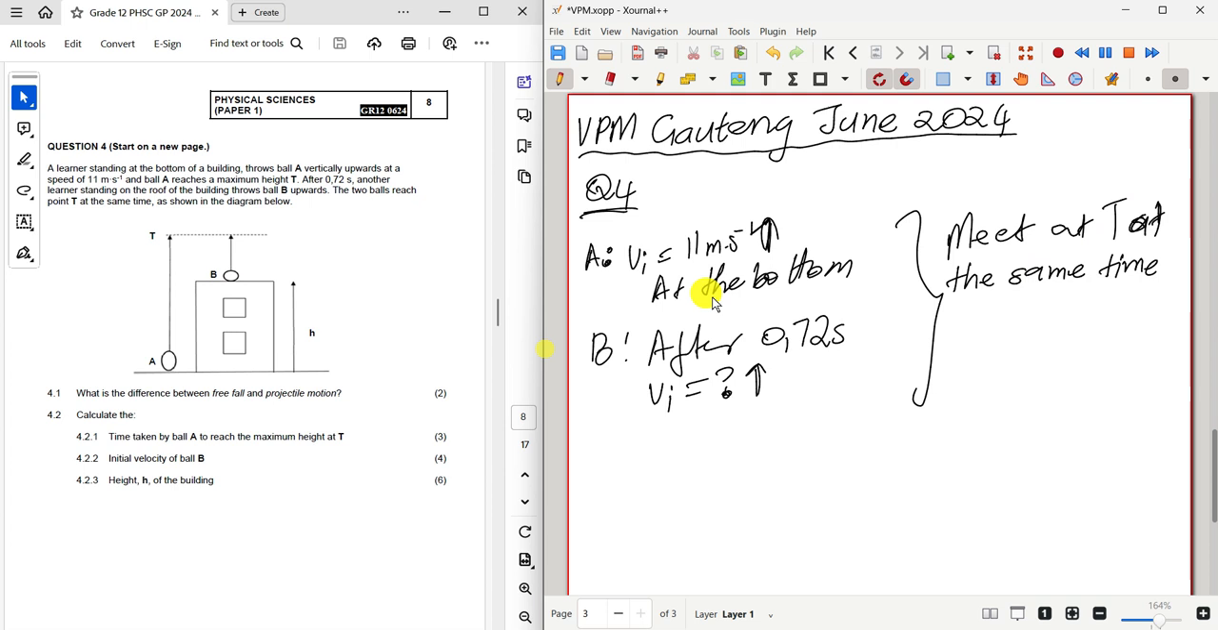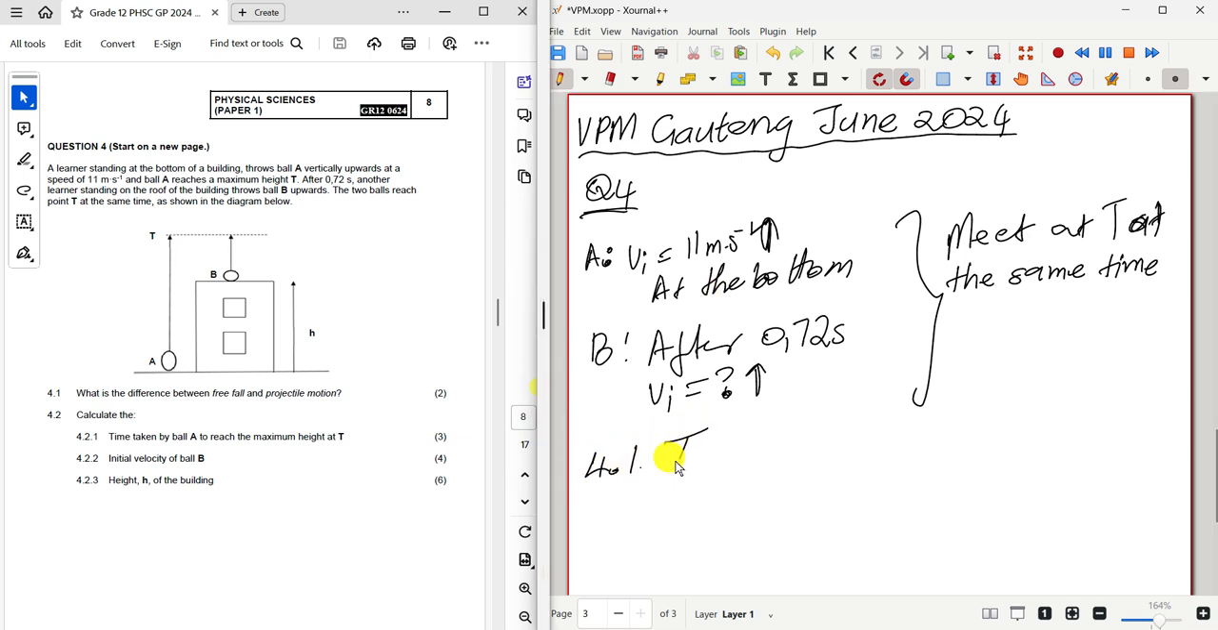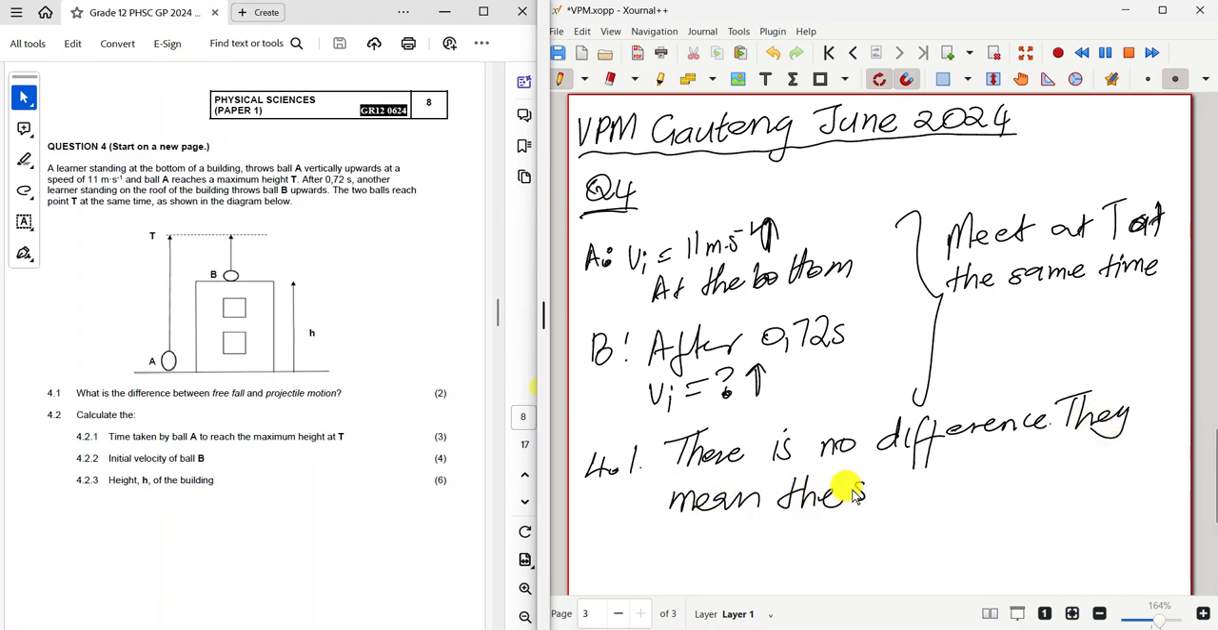What is the difference between free fall and projectile motion? There is no difference. They mean the same thing. Period. Right? Perfect.